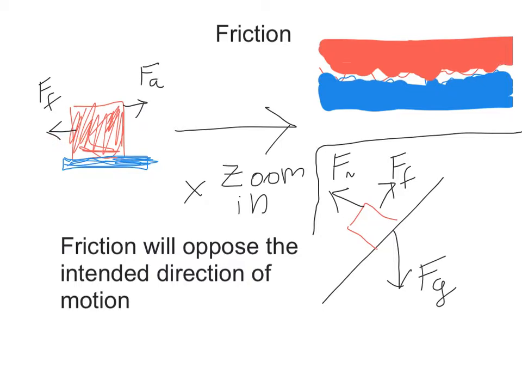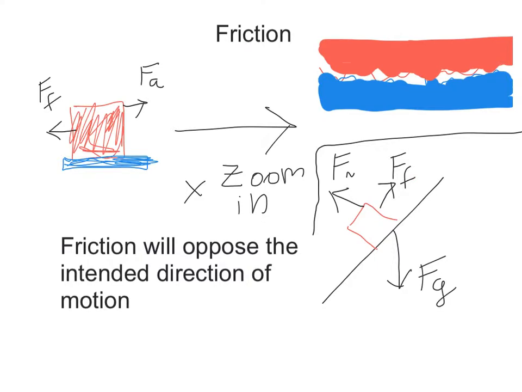Same thing, if I'm on an incline, we know that it is the force of gravity that is going to want the box to slide down the incline. Well, friction will want to counteract that sliding motion down the incline by acting up the incline.